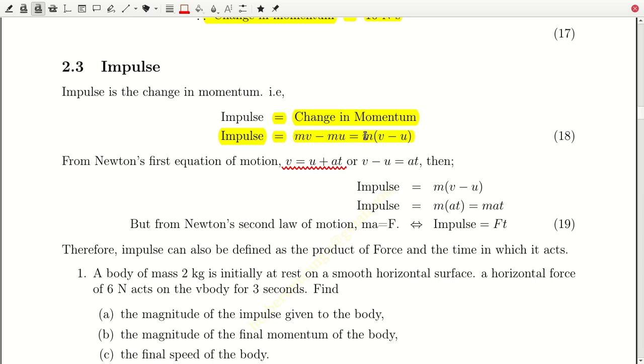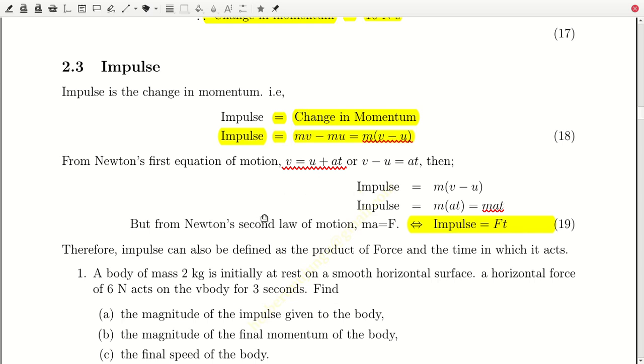when we substitute it here, we end up with m a t. Then here we have m a, but m a, from Newton's second law of motion, is the same as force. So it means we can define impulse as F times t. So the impulse can be defined as force times time, the time which the force acts on the particle.